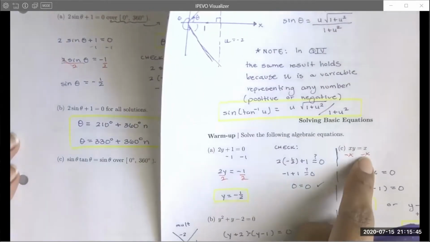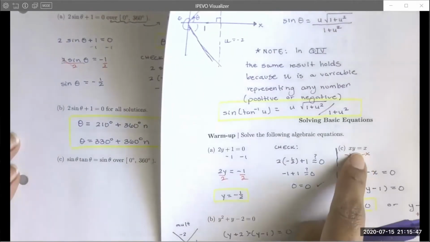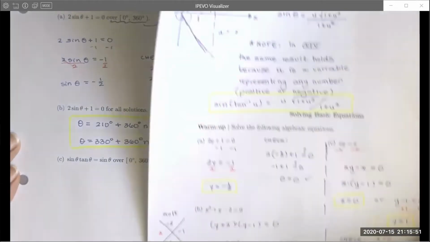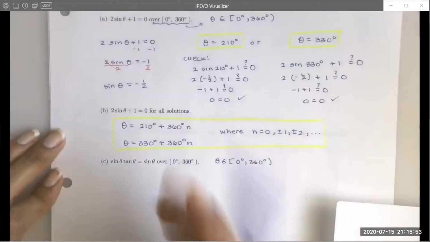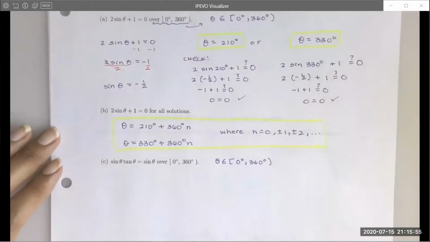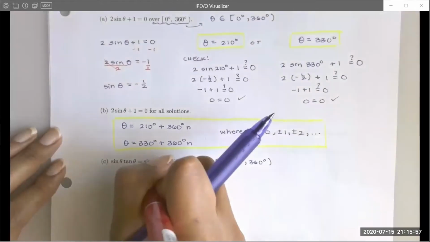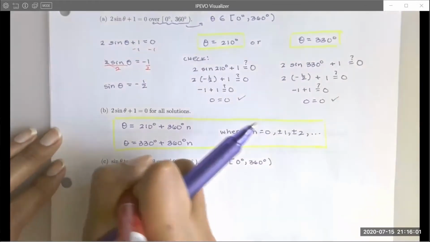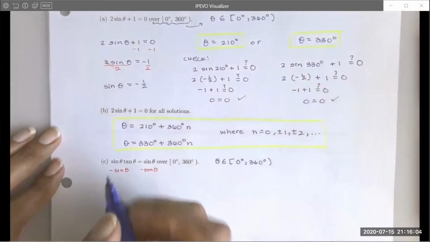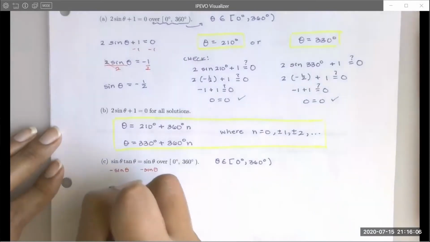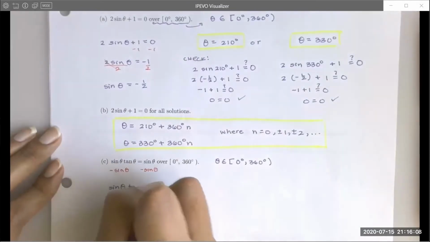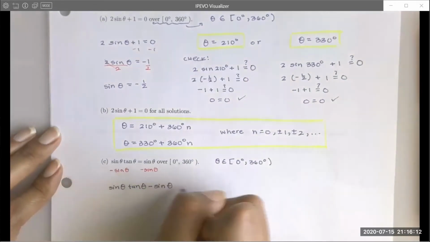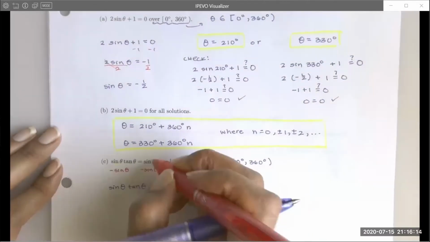In that case, the first thing that we did was we subtracted x from both sides so that we had both terms on the left-hand side. So I'm going to do that here. I'm going to subtract away the sine theta. And if we do that, we'll end up with a sine theta times tangent theta minus a sine theta is equal to 0, because here these are going to cancel out.